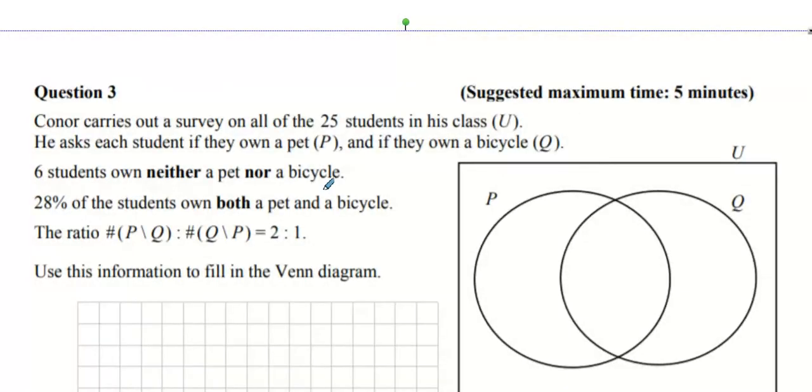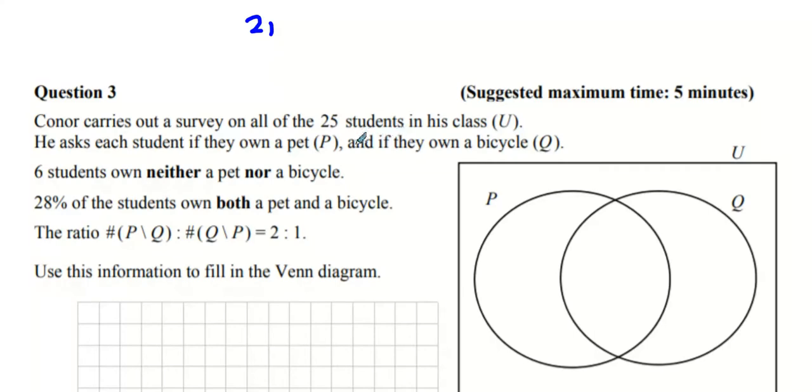Now, question 3. Connor is asked to carry out a survey on all 25 students in his class. He asked each student if they own a pet, P, or if they own a bicycle, Q. 6 students neither own a pet nor a bicycle, so that's 6. And then 28% of students own both a pet and a bicycle. And the ratio of P to Q is 2 to 1. So everybody in P that's not in Q is 2x. Everybody in Q that's not in P is 1x.